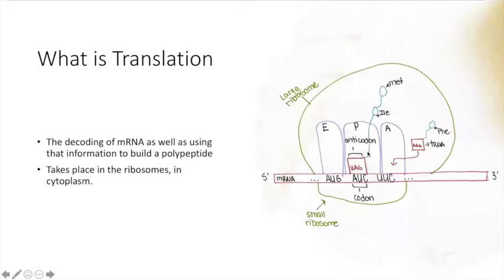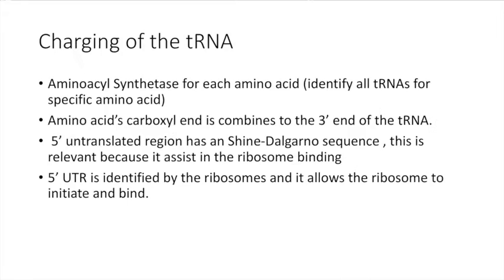What is translation? Translation is the decoding of mRNA as well as using that information to build a polypeptide. This takes place in ribosomes, and ribosomes are in the cytoplasm. As you see on the right, I have a diagram of the overall translation process. Steps of translation: there are four steps. There's charging of the tRNA, initiation, elongation, and termination.